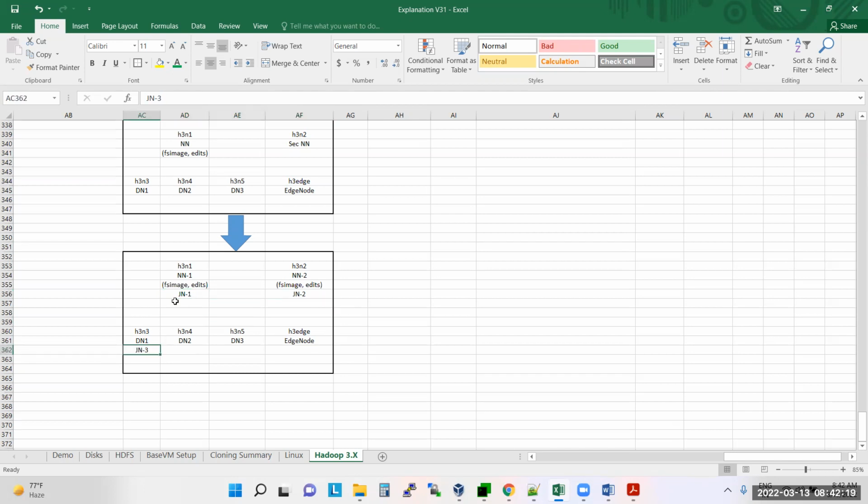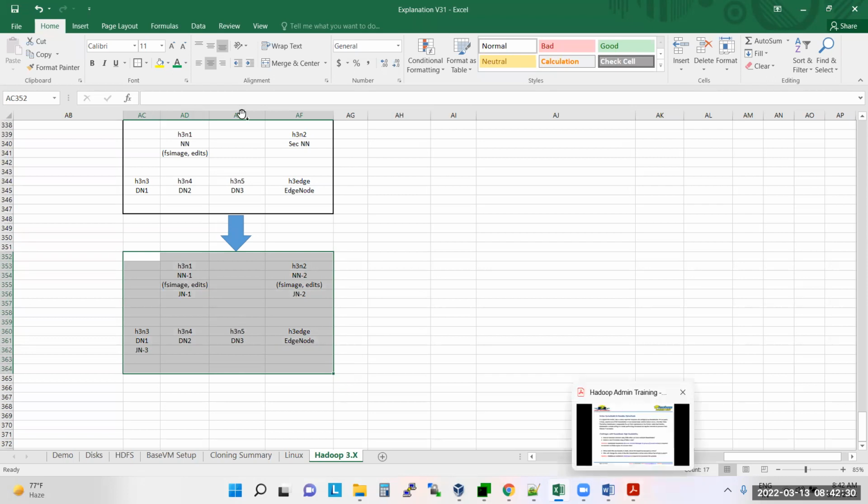Okay. Now, shall we do this one? Shall we change our cluster like this now? Yes or no, sir? Yes, sir. Now, active name node and standby name node. What is an active name node?